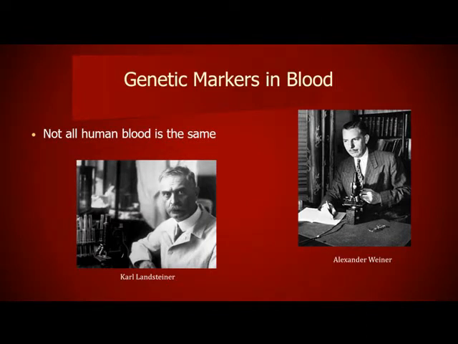Genetic markers in blood are as follows. Not all human blood is the same. The most familiar of the blood group system is ABO. There are 4 subgroups in the ABO system. They are A, B, AB, and O. Each subgroup is characterized by the presence of certain antigens on the surface of red blood cells. Agglutination occurs when antibodies and antigens come together.